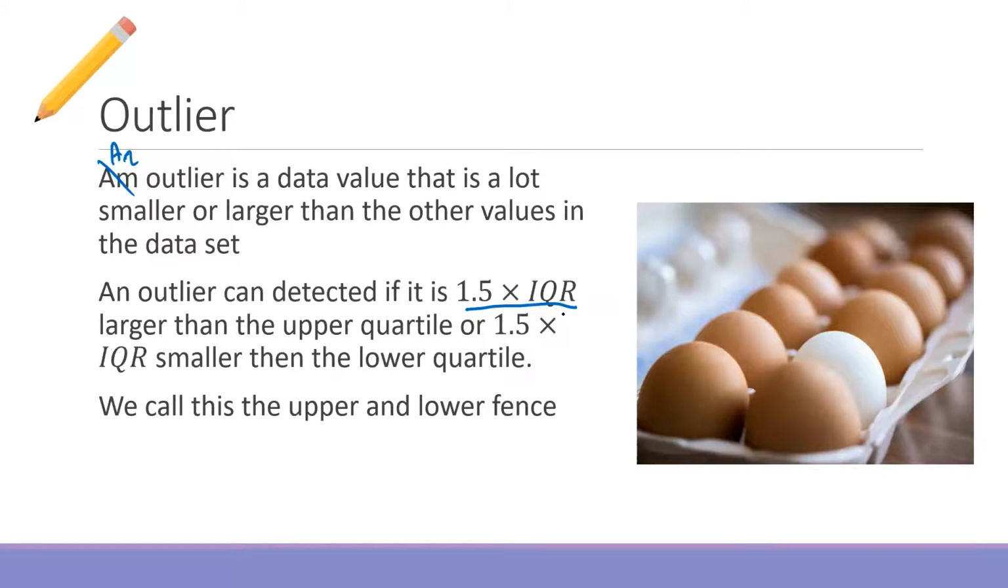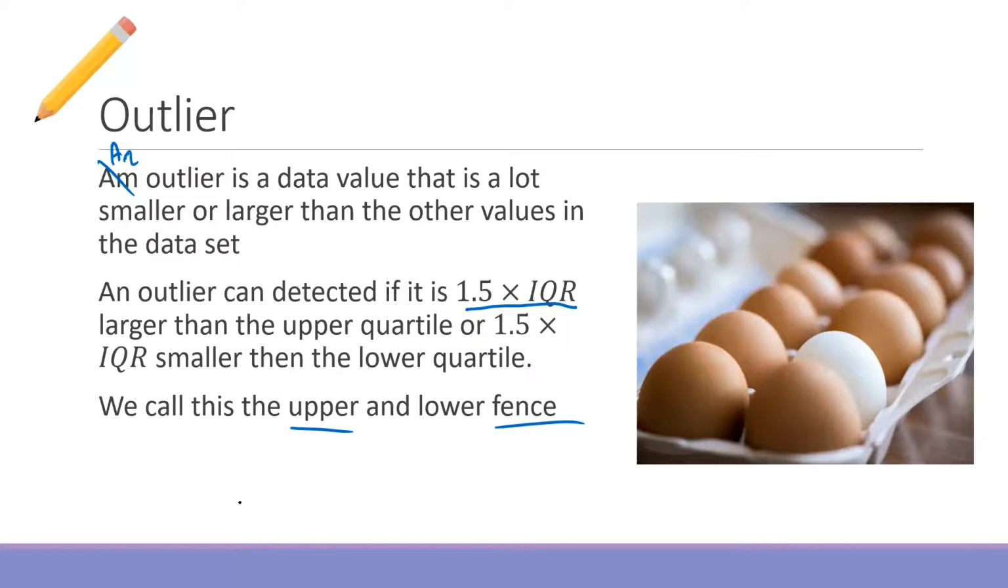But this is just a value that, not random, but this is the value that we've chosen. You might wonder how they figured that out. They've just chosen it because it's a good way to measure. If something's bigger than that, it must be really big. So we call these values the upper and lower fence, and anything beyond those values is known as an outlier.